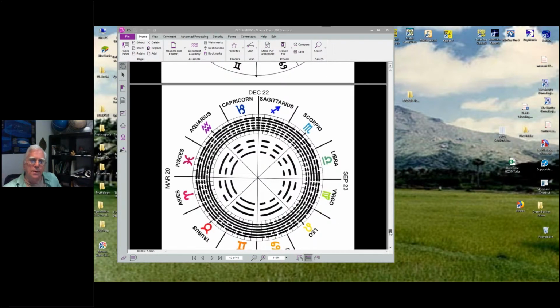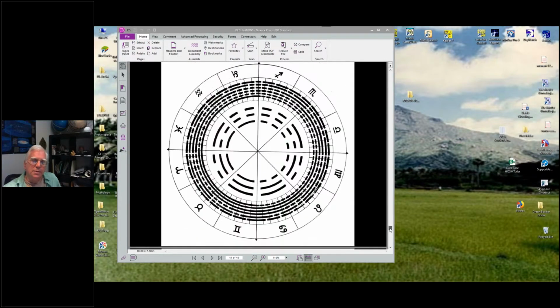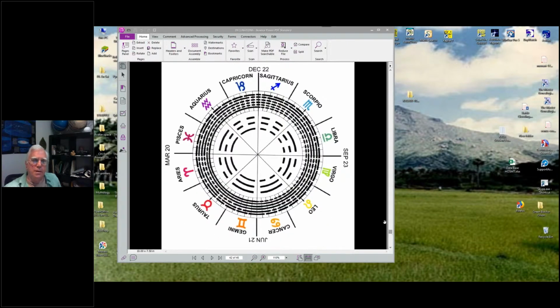Okay, so now when I put that, just had the symbols on it. Here's the signs. You have the colors of the signs of the zodiac, the names of the seasons of the year, the equinoxes, and it's all in order. There's the whole thing.